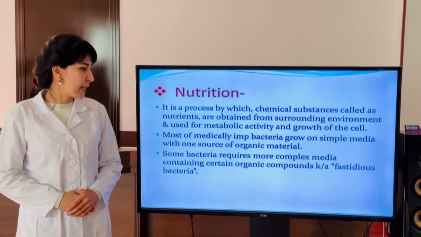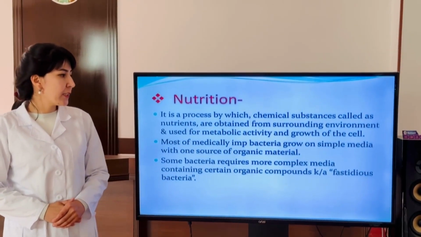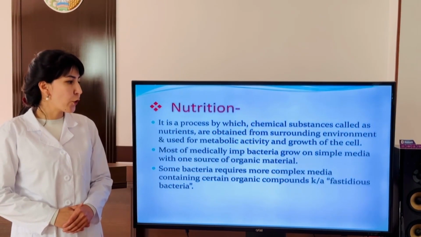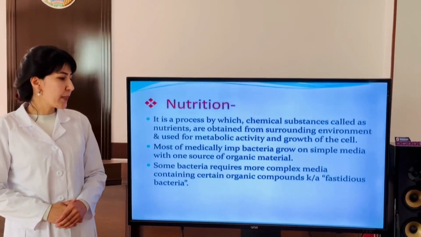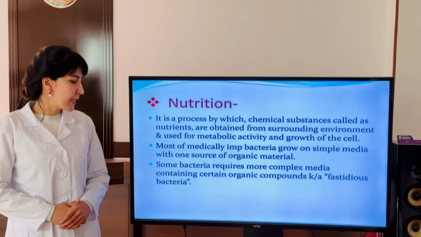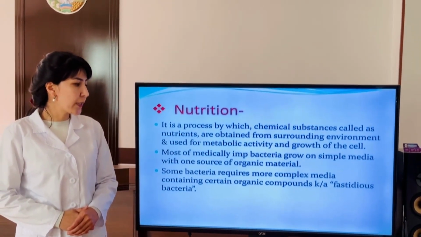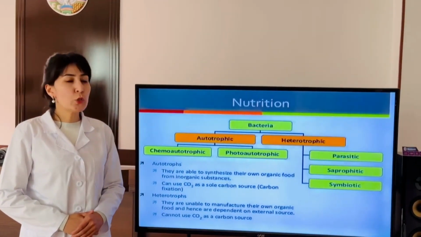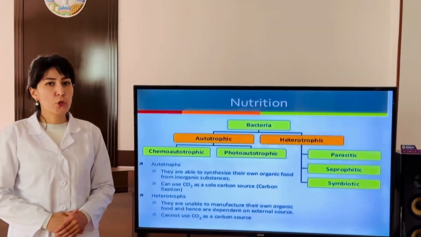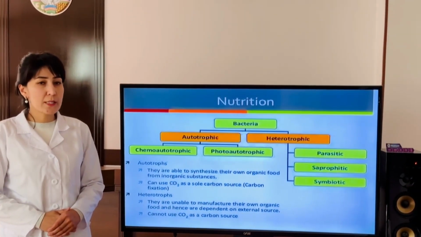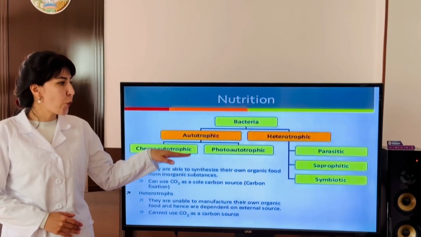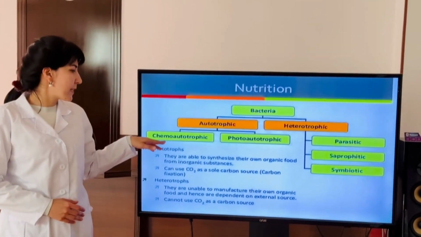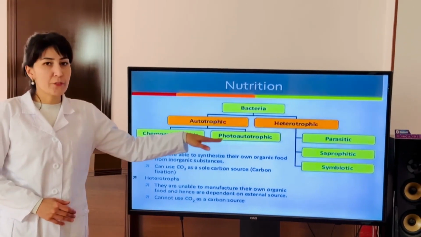of the cells. Most medically important bacteria grow on simple media with one source of organic materials too. Some bacteria require more complex media containing certain organic components. Looking at nutrition, bacteria are divided into two big subgroups, for example, autotrophs and heterotrophs. Autotrophs are divided into two subgroups: chemoautotrophs and photoautotrophs.